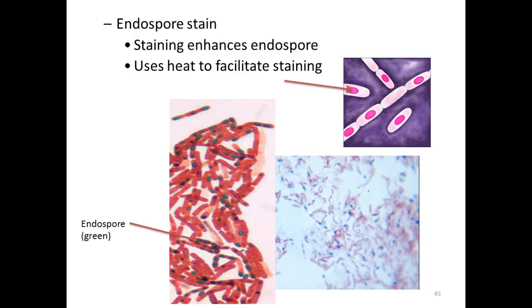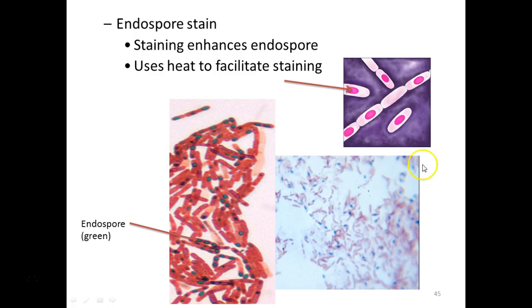This drawing is a little bit different, right? The spores are kind of a pinkish color, and the background's even stained, and the cells are not. And in this one, it's kind of hard to see, but again, you can see the little green spores and the red cells. So this would help us visualize those structures if they're present.